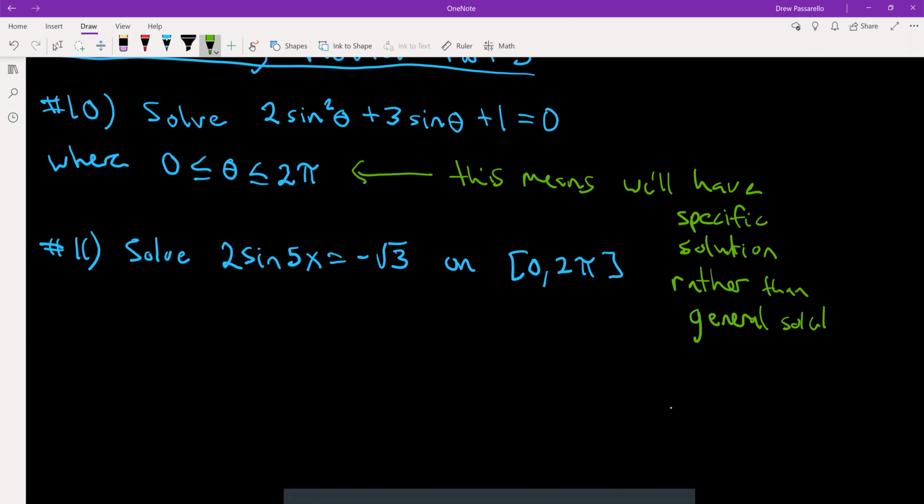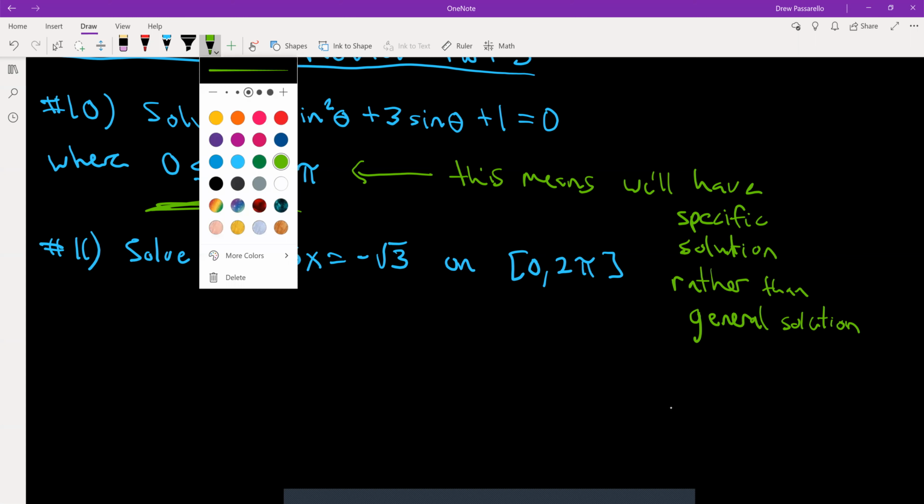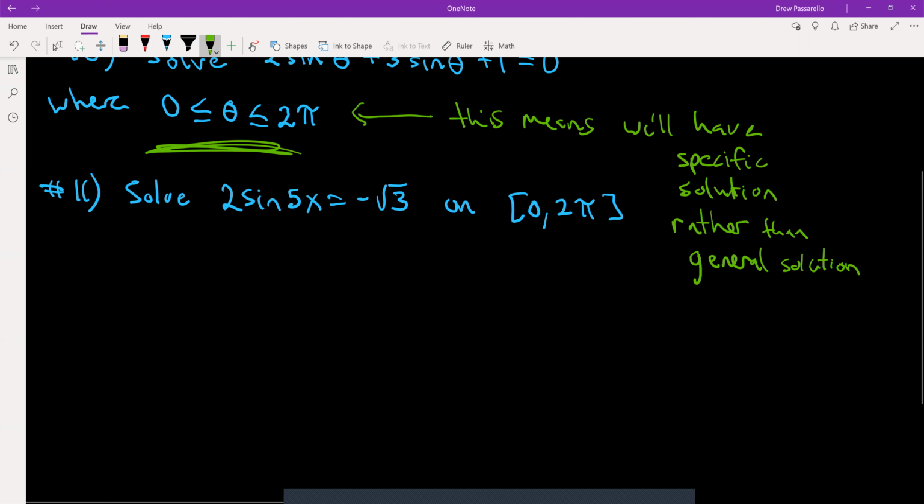So the last video, I did a trig equation and I talked about how there was a general solution and a specific solution because there wasn't this specification of an interval. Now they tell us that theta is confined to be between 0 and 2 pi. So any answers I get, they have to be within these bounds. So let's do number 10.